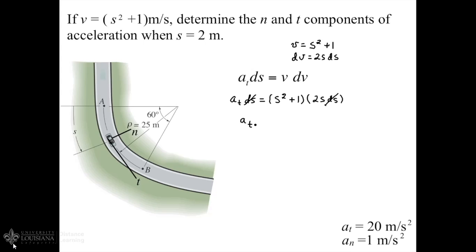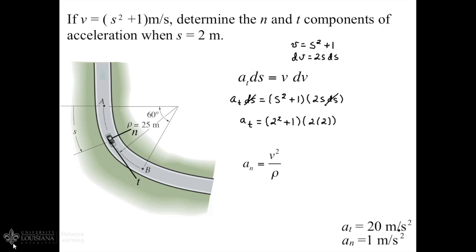Now I need to find it at the position s equaling 2 meters, and so let me simply write that in for s. It becomes 2 squared plus 1, and of course we also have 2 times 2. If you work all this out, you get the answer. It turns out to be 20 meters per second squared.